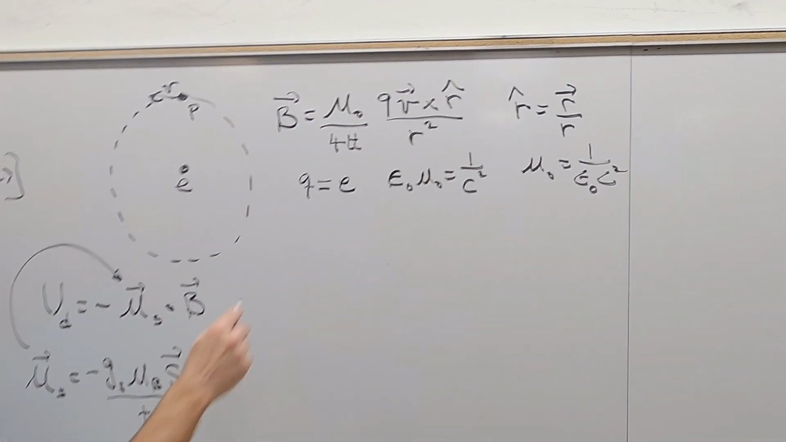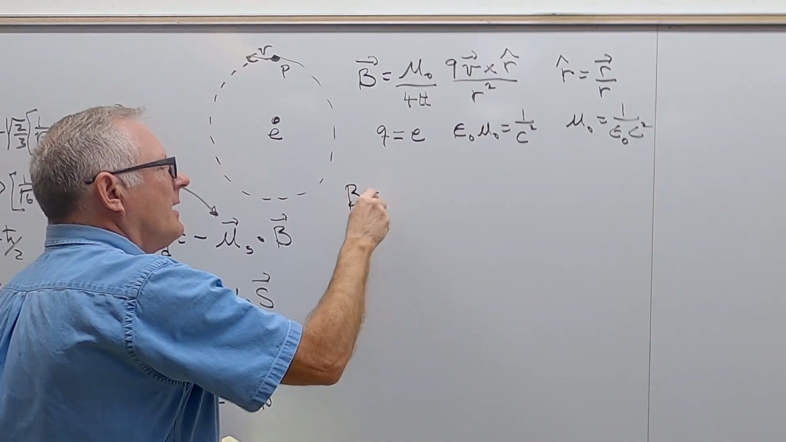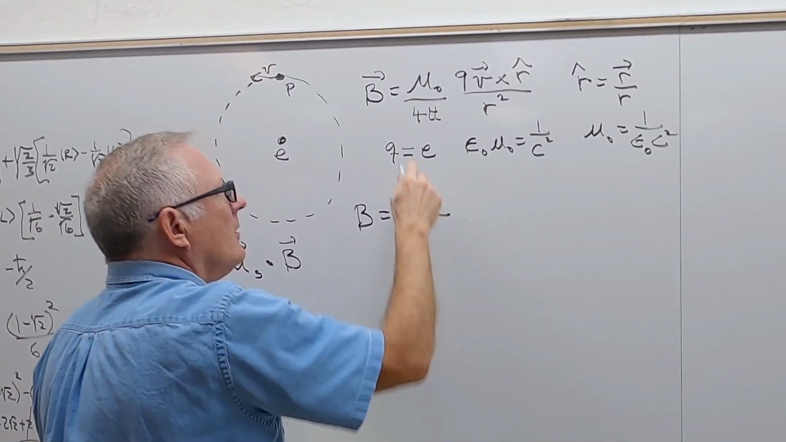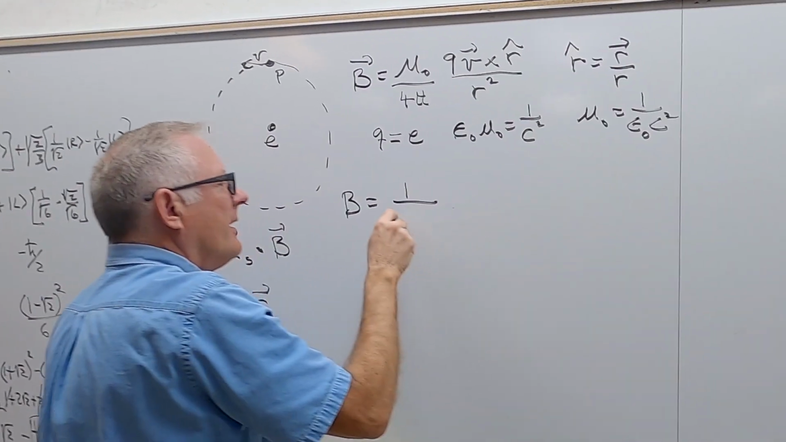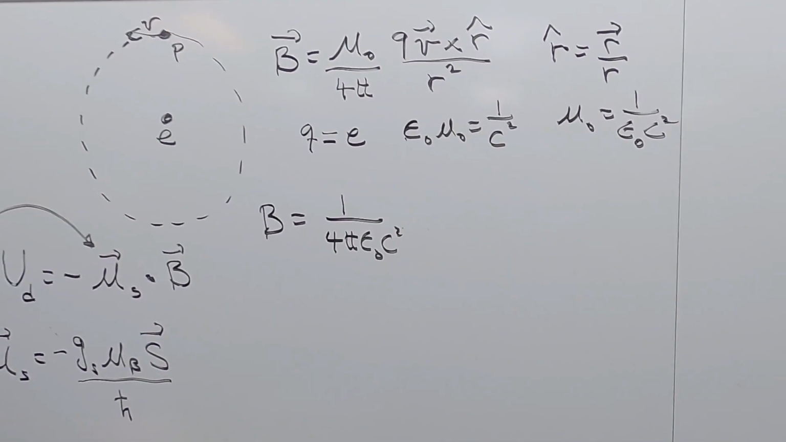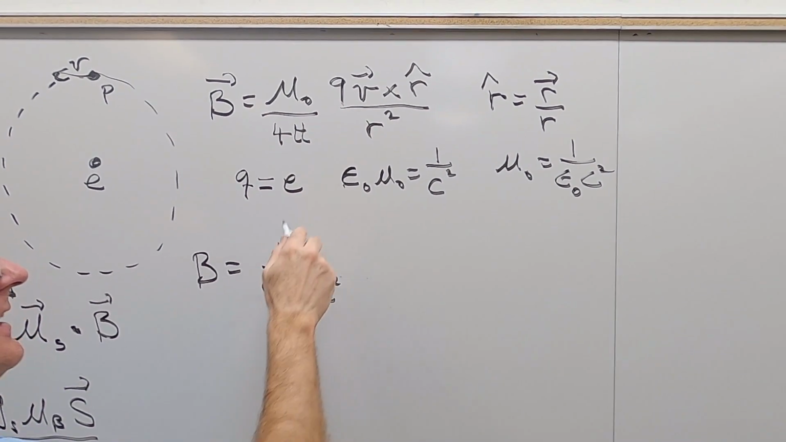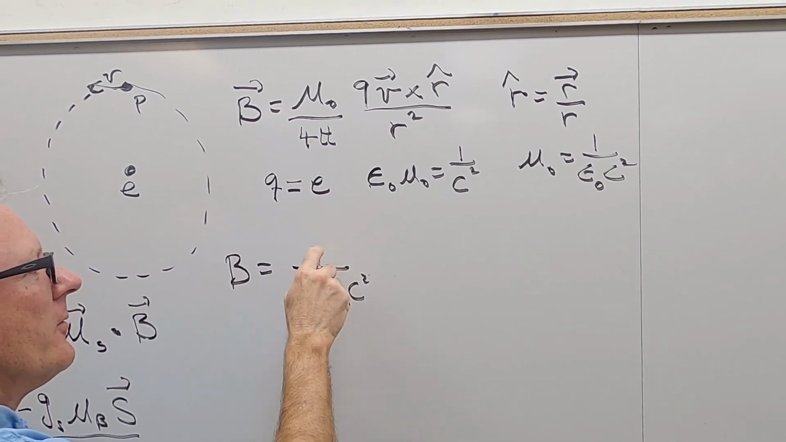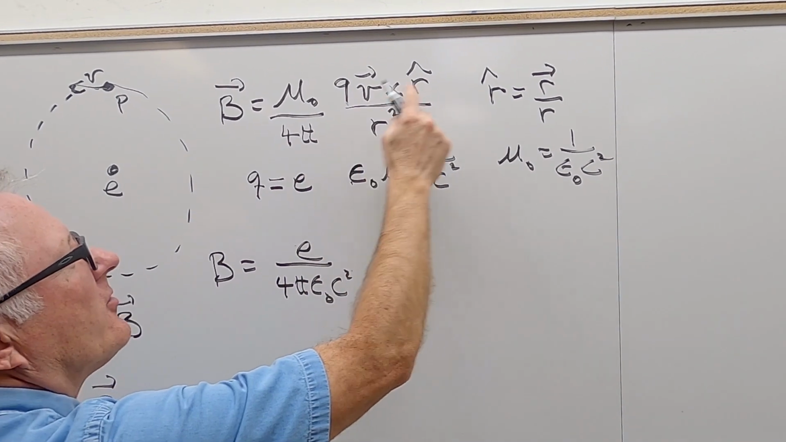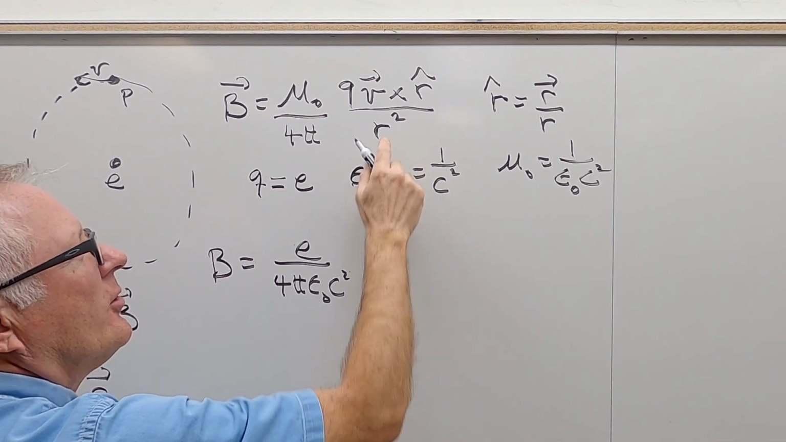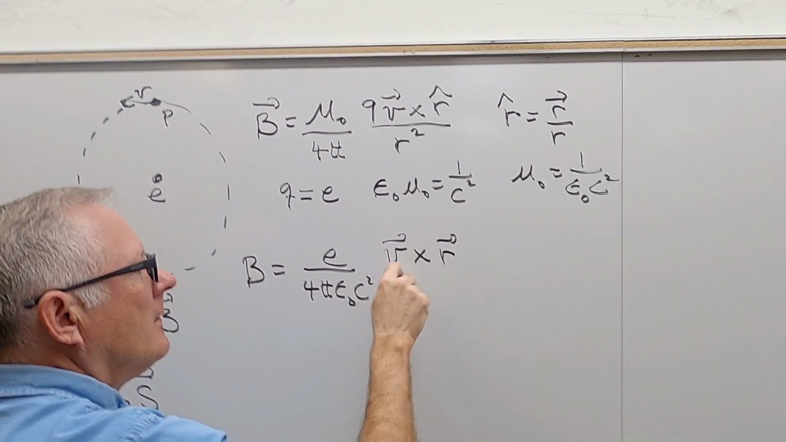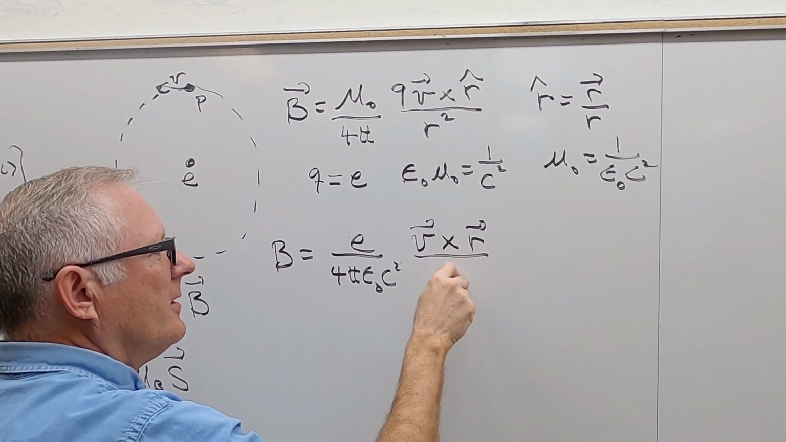Okay, so if I put those three things in, we get B equals, the mu naught becomes 1 over 4 pi epsilon naught c squared, and then we get the Q, which is E, just put it right in there. And then we get a V cross R all over R cubed now.